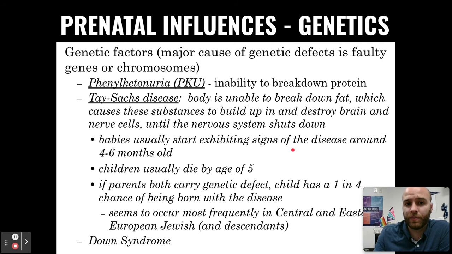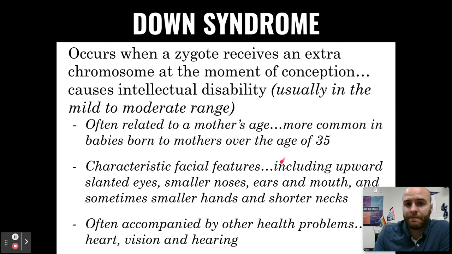So we'll finish up prenatal and genetics with Down syndrome. This occurs when a zygote receives an extra chromosome at the moment of conception. So instead of 23, now there's 24. It can usually lead to intellectual disability in the mild to moderate range. It's kind of a range or a spectrum of the impact, but it's often related to a mother's age as well. It's more common in babies born to mothers over the age of 35.